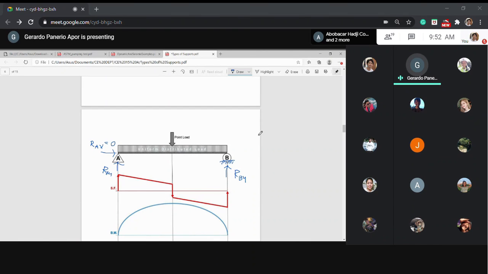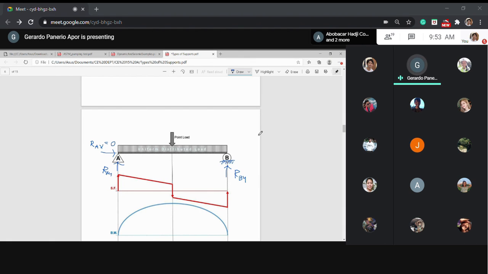So you can apply the equations of equilibrium, such as summation of forces Y equal to 0, summation of moment about B equal to 0, or summation of moment about A equal to 0. You need only two equations because there are two unknowns. If you use summation of forces Y, the equation is RAY plus RBY, the forces going up, minus the forces that go down.